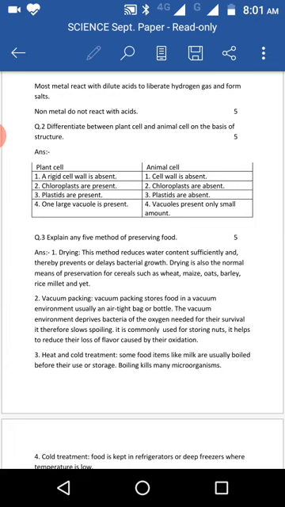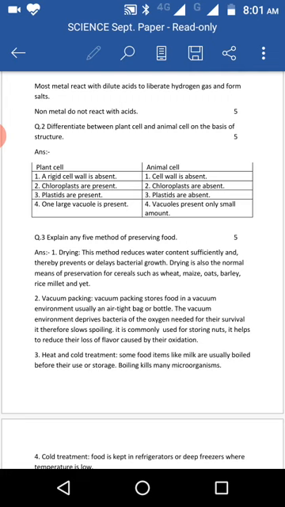So this is the first question, and second question, differentiate between the plant cell and the animal cell on the basis of their structures. So the difference in these two cells: the first is the plant cell, and a rigid cell wall is present in the plant cell, but in the animal cell the cell wall is absent.